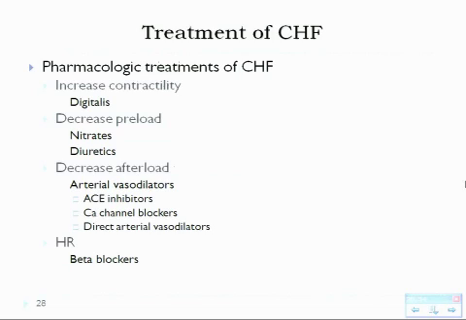So what increases contractility? The agent of choice is digitalis. It's been used for many, many years. Now we're starting to use more dobutamine. Sometimes they're giving it intravenously for long-term treatment plans of people as well.